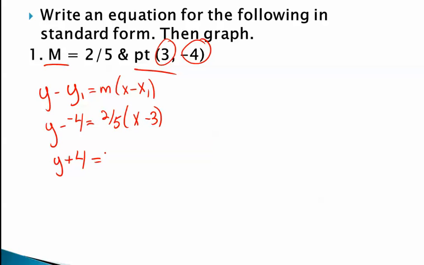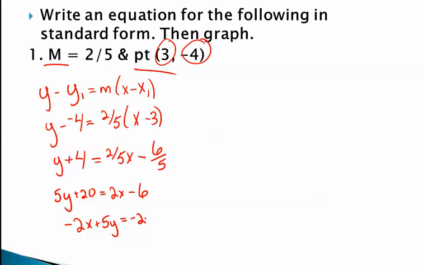y plus 4 equals 2/5 x minus 6/5. I'm going to get rid of the fractions right away by multiplying the entire equation by 5. So 5y plus 20 equals 2x minus 6. I want to bring the 20 to the other side and the 2x to the left. So negative 2x plus 5y equals negative 26. And then I want a to be positive, so I'm going to negate the entire equation to give me 2x minus 5y equals 26.